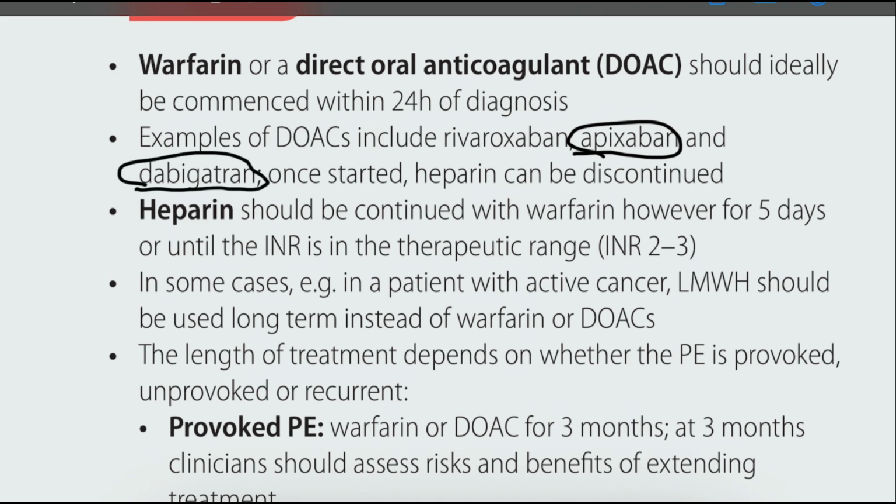Next we can go with dabigatran. Dabigatran acts the same as a DOAC drug. Once we have started it, we have to stop heparin. Okay, next, heparin should be continued with warfarin for 5 days until the INR is in the therapeutic range of 2 to 3. So we continue heparin with warfarin for 5 days, and if the INR comes to 2 to 3, then we can stop.